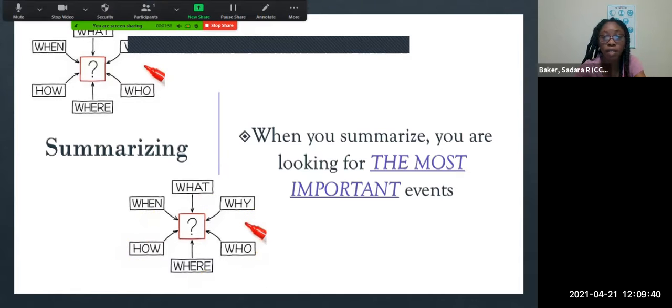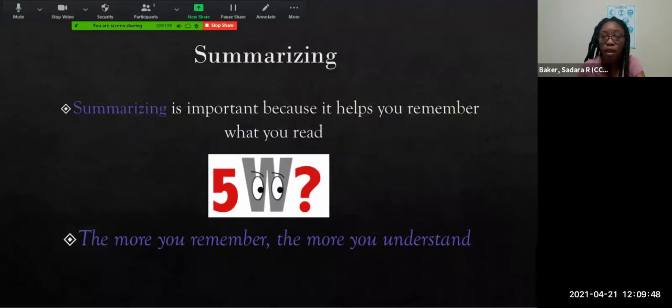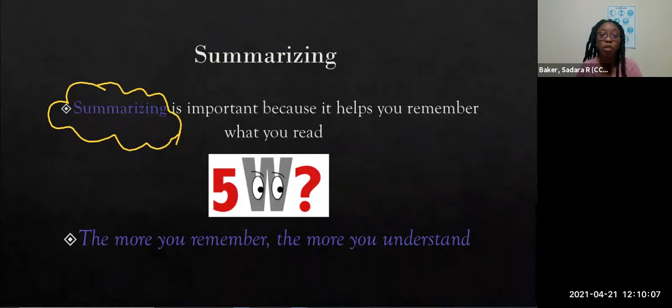It's important to summarize because summarizing helps you remember what you read. Say you're reading a very thick book, meaning it has a lot of chapters. Well, you do that by summarizing. Summarizing helps you remember what you read. And the more you remember, the more you understand. So always think back to those 5 W's summarizing.